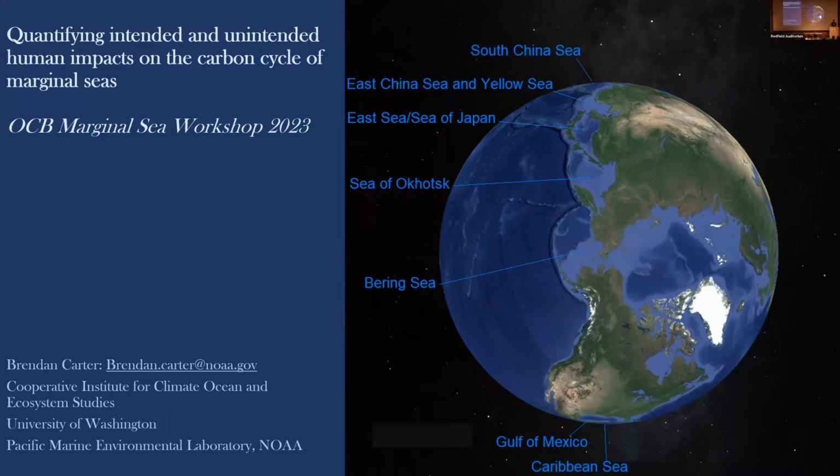Okay, so my name is Brendan Carter. I work for the University of Washington, but I work at the NOAA Pacific Marine Environmental Laboratory. I have kind of a sweeping talk title, which is Quantifying the Intended and Unintended Human Impacts on the Carbon Cycle of Marginal Seas. When I say unintended, really what I just mean is anthropogenic carbon storage in the ocean. That's ongoing. It's happening whether we like it or not. When I say intended, I'm really just talking about marine carbon dioxide removal.